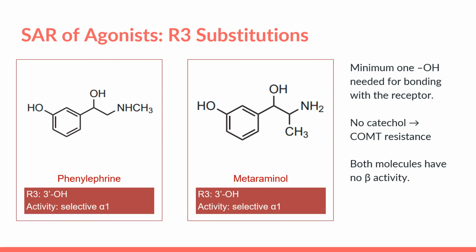With regards to aromatic ring substitutions, at least one hydroxyl group is needed for bonding with the receptor. However, if there is only a 3' OH, activity is selective to alpha-1 with almost eliminated beta activities. Examples include phenylephrine and metaraminol. With their lack of R1 group bulkiness, this further limits their beta-selective activity.